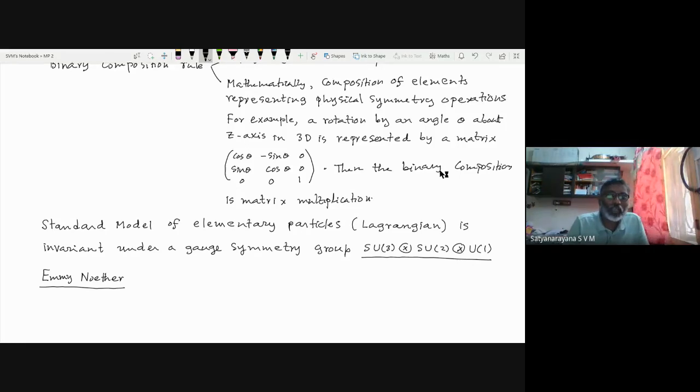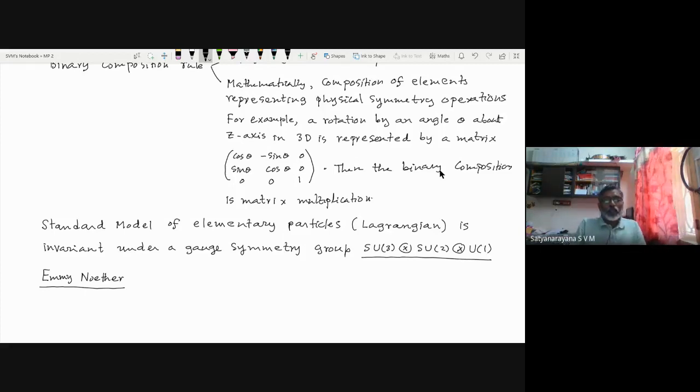So she had a theorem which is called Noether's theorem, which says that for every continuous symmetry of a Lagrangian, there is a conserved quantity. Okay, so invariance or the symmetry of the Lagrangian is related to existence of conserved quantities. That is called Noether's theorem.